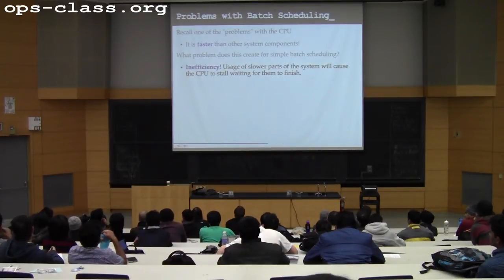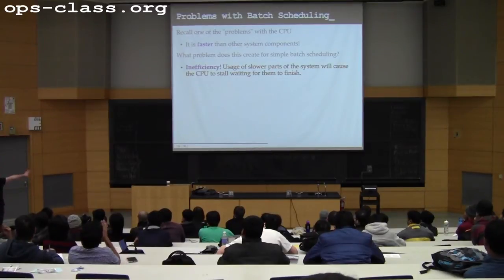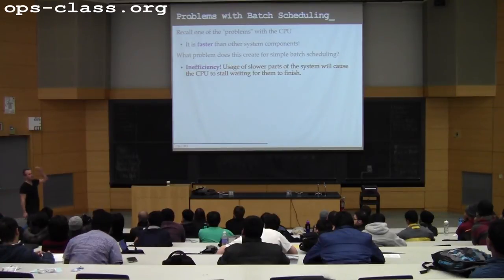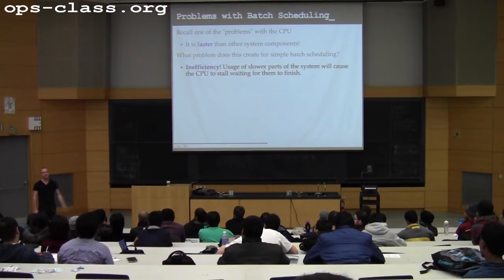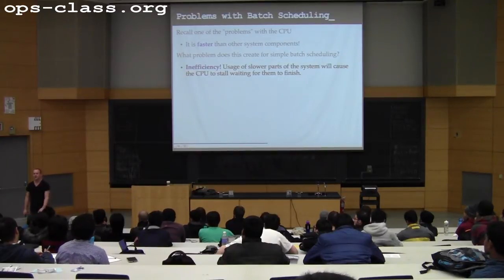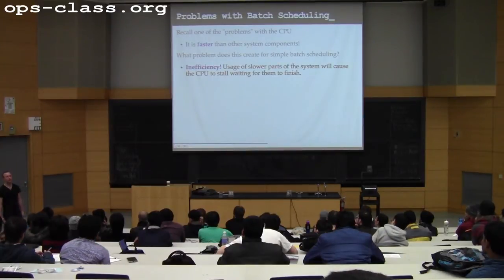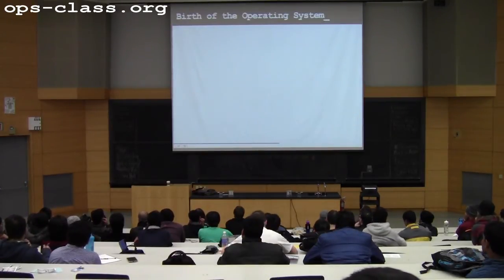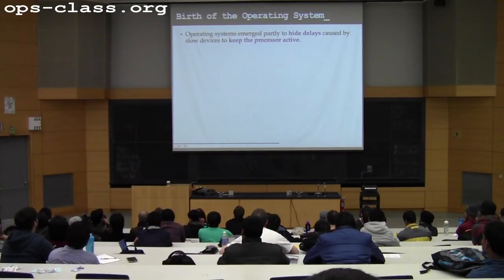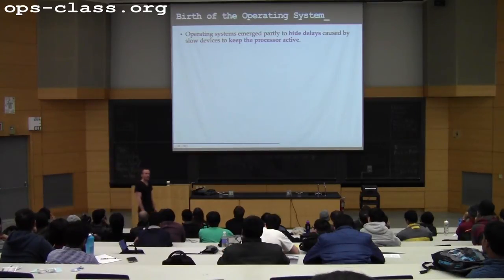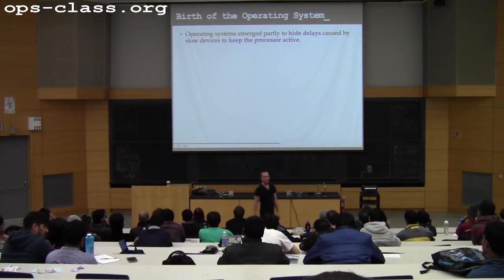Essentially any slower part of the system is going to cause the CPU to stall, and therefore there's an opportunity to try to use that idle time. You can imagine people running these early batch jobs sitting there thinking, man, the CPU is only busy maybe 1% of the time. There are all these CPU cycles that I could do something else with, if only I could figure out what to do with them. Again, this is sort of where operating systems came from, particularly where multiprocessing came from. How can I hide the latencies caused by slow hardware devices and keep the CPU busy?